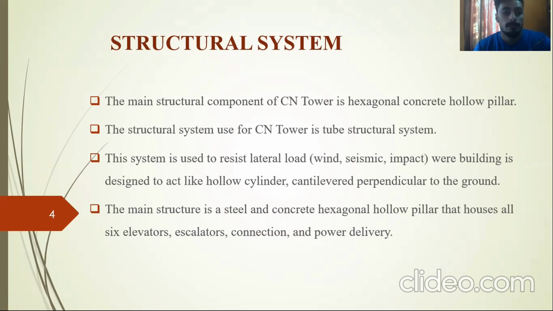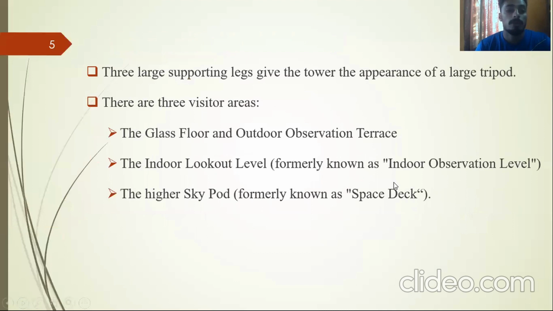The CN Tower is made up of different structures, and the main structure is a steel and concrete hexagonal hollow pillar that houses all 6 elevators, escalators, connections, and power delivery. Above this, there is a 102-meter tall metal antenna, which is used for transmission of television and radio signals. There are 3 visitor areas.